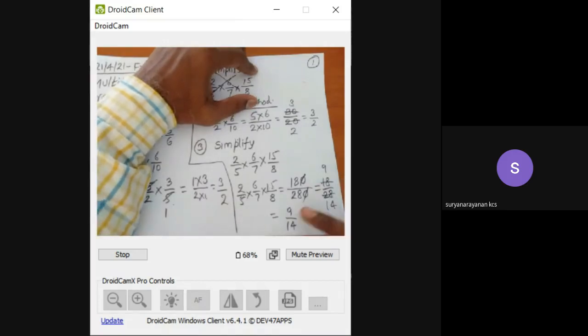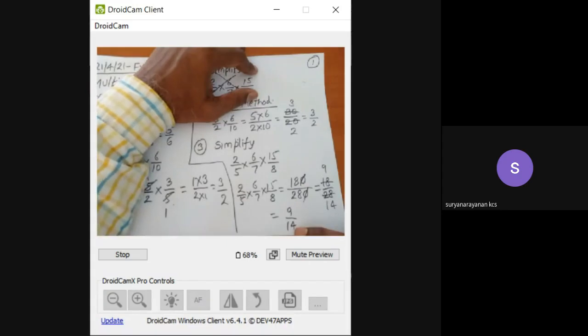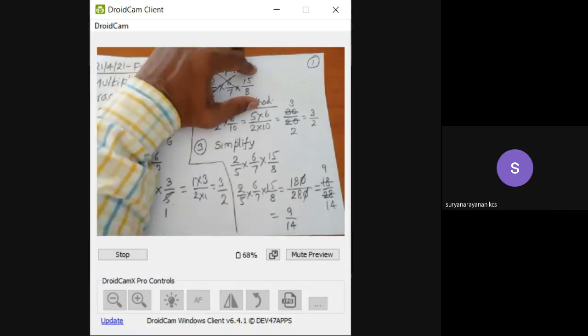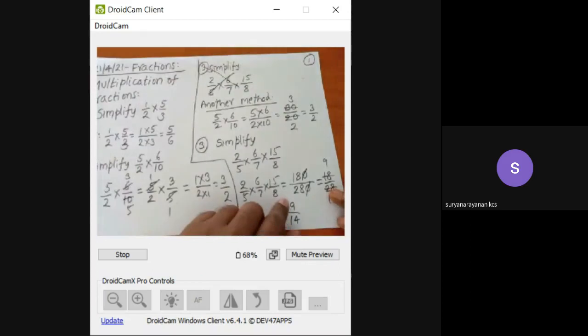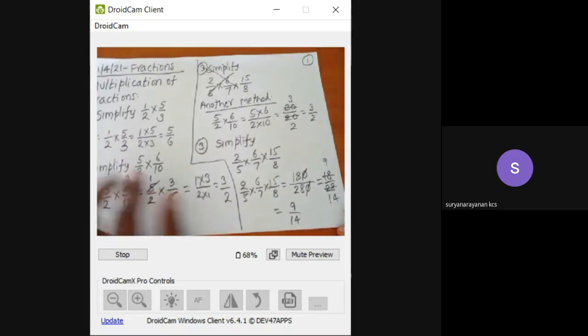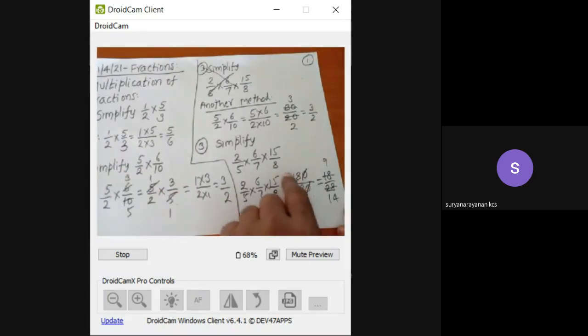If you find the HCF of 9 and 14, you find only one is the HCF. Only one is a common factor, highest common factor for these 2 numbers. That is why we can say that this fraction is in the simplest form. We should write every fraction in its simplest form. We should not leave that fraction like this, 180 by 280.